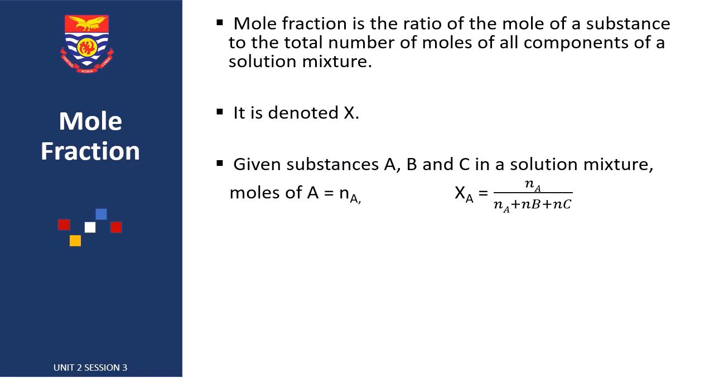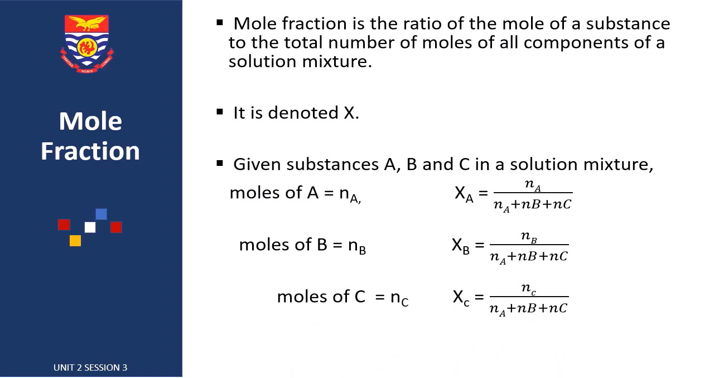The mole fraction is given as X of A, and in this case we are going to divide the moles of that particular component by the total number of moles. With the total number of moles, we are only adding all the moles together. So in this case where we have three components, moles of A plus moles of B plus moles of C. If we want the mole fraction of A, we just divide the moles of A by the total number of moles, and it applies to all the components in the solution.